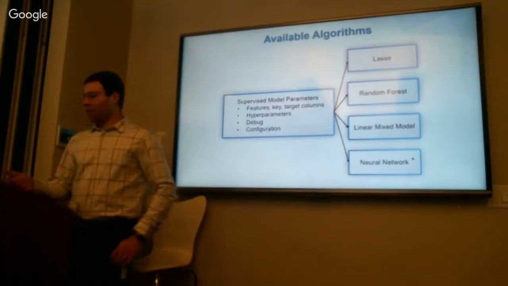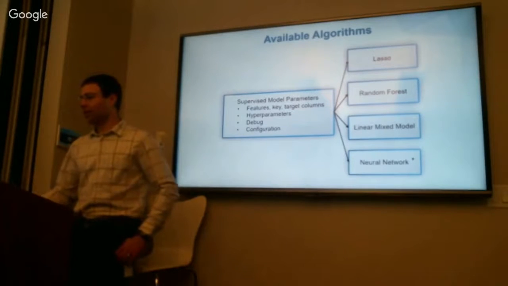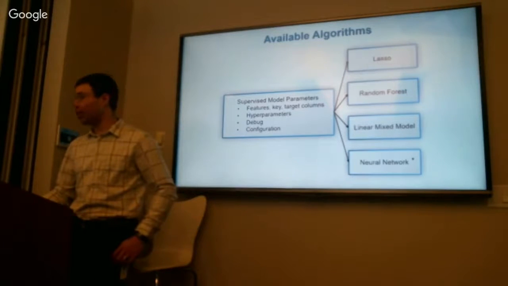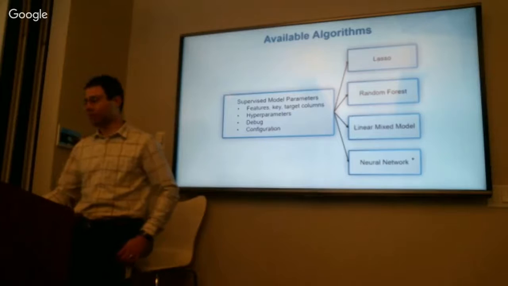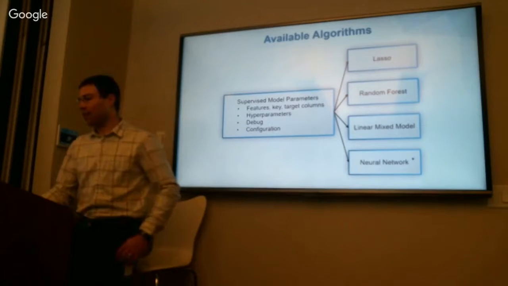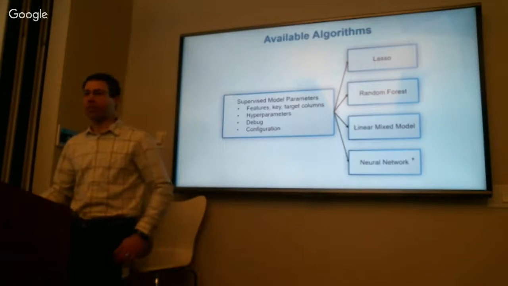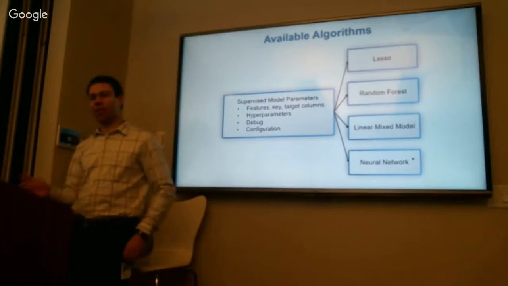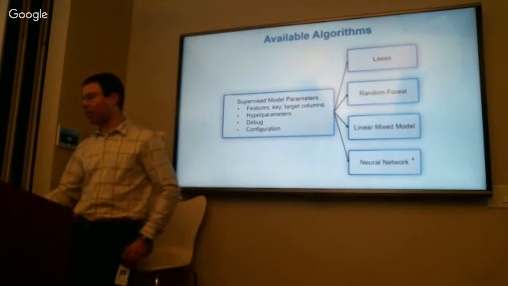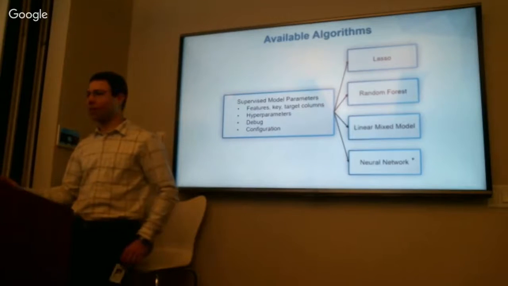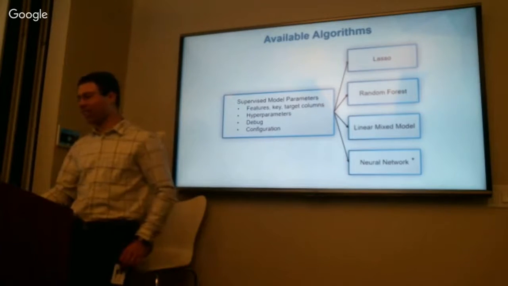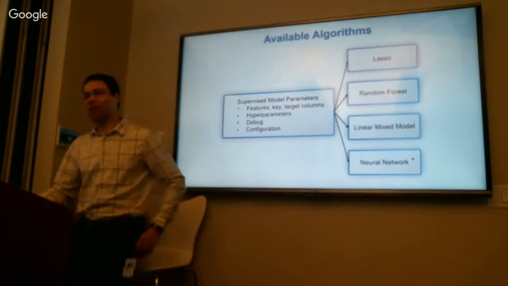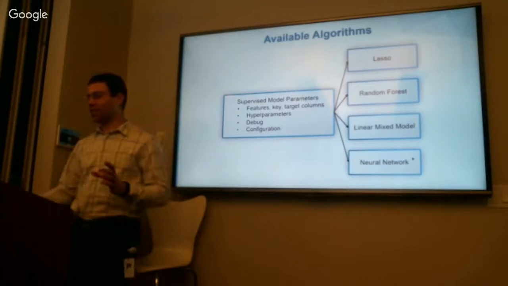There are currently 3 algorithms in the R package. We have a lasso, which is a linear model, a random forest, which is an ensemble model, and a linear mixed model, which is a mixed effects model. Neural networks, with an asterisk, are in the future, because we're not really sure how that's going to interact with the Python package or the R package, but it's going to be part of the functionality at some point in some capacity.